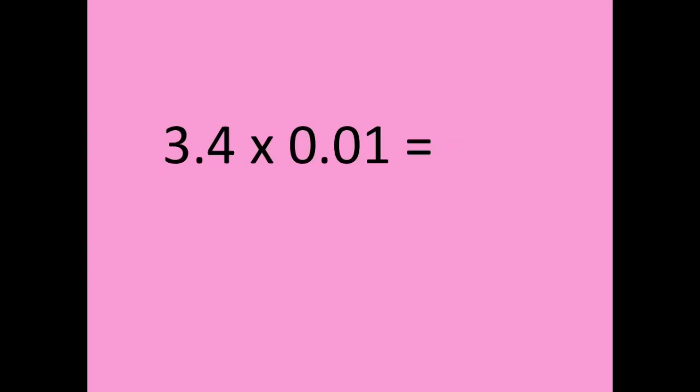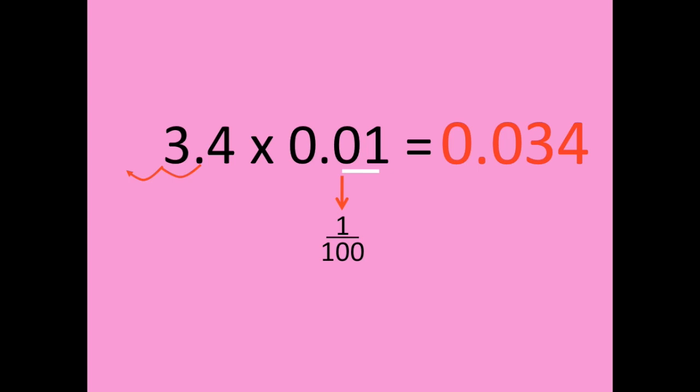My answer is going to be 100 times smaller than 3 4/10 because I'm multiplying by 1/100. My decimal point will move 2 place values to the left, and my answer will be 34/1,000.